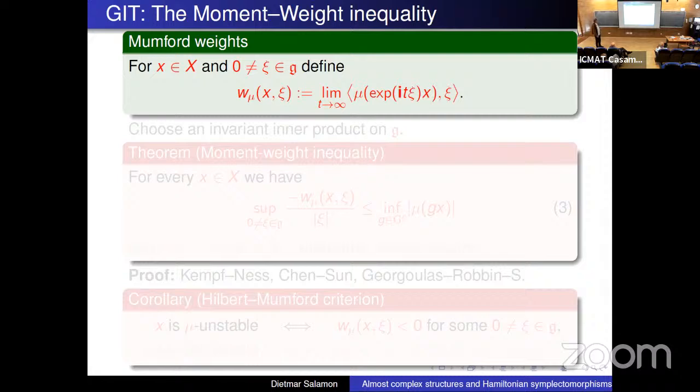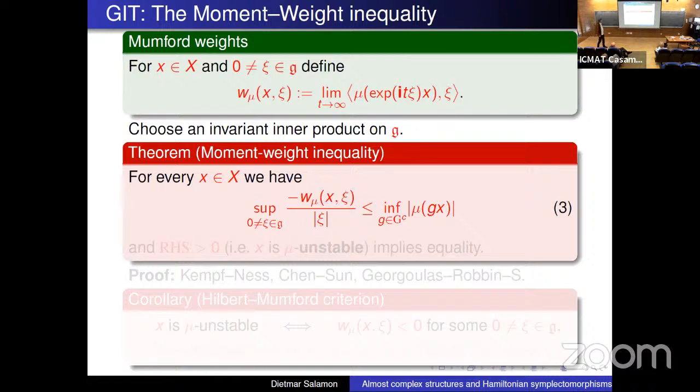And these numbers, these Mumford weights, satisfy an interesting inequality. Namely, if we take any such Mumford weight and normalize it by the norm of psi, then minus the weight divided by the norm of psi gives a lower bound for the moment map on the complexified group orbit. So what this inequality shows is that if you have any negative weight, then the lower bound must be positive, and therefore the point must be unstable. The closure of the complexified group orbit cannot intersect the zero set of the moment map. So it gives an instability criterion. And conversely, if the right-hand side is positive, in finite dimensions one actually gets equality. So the converse is true as well.